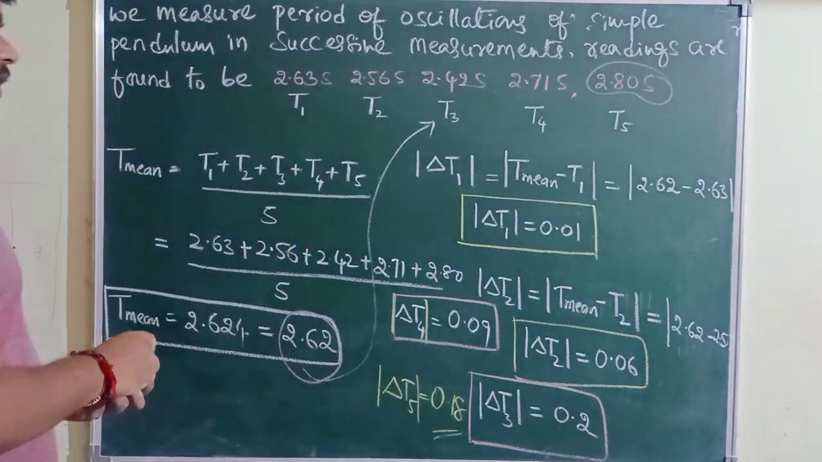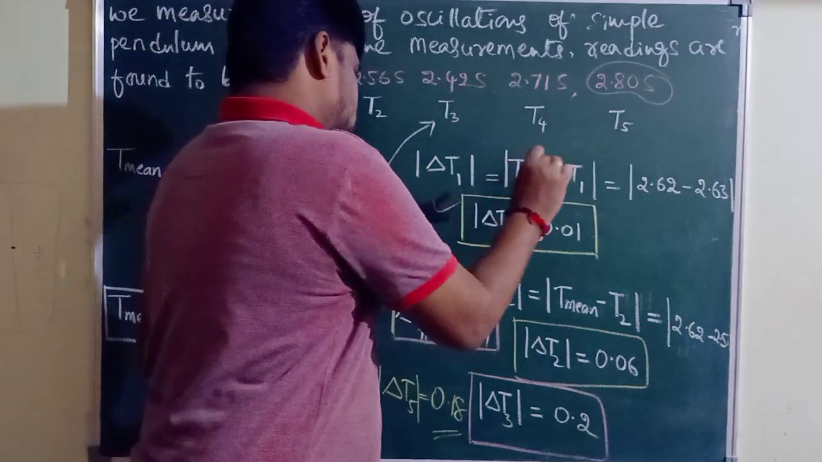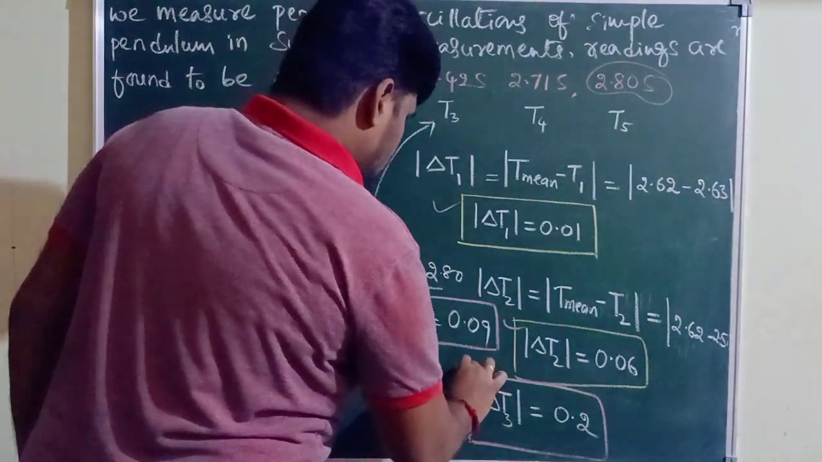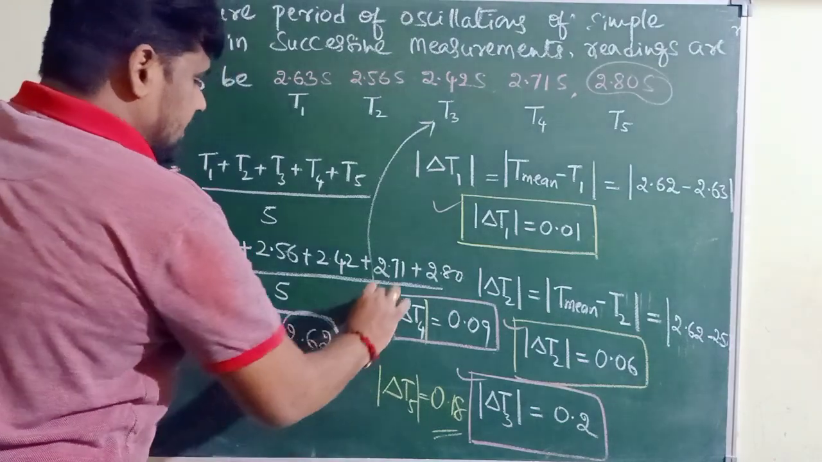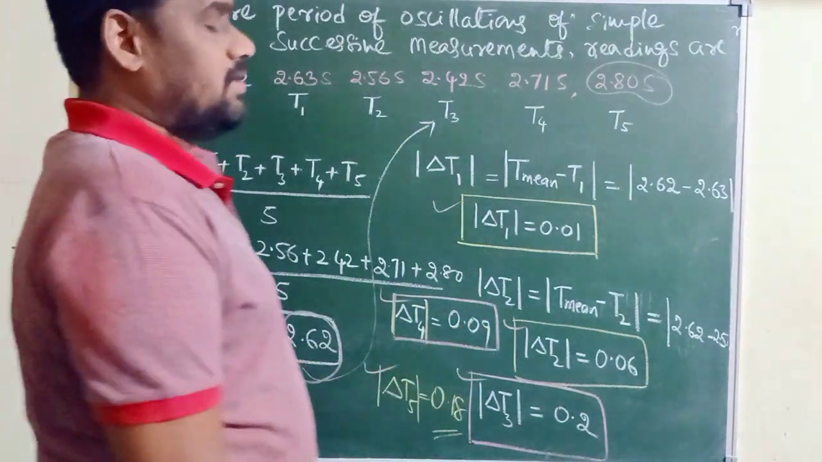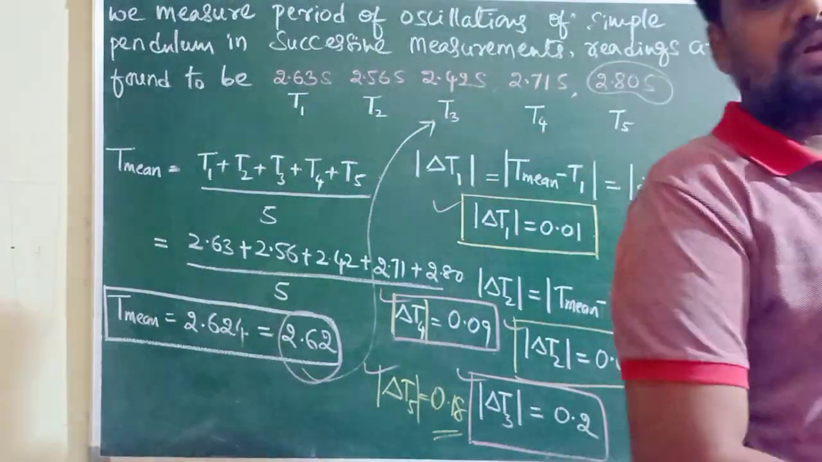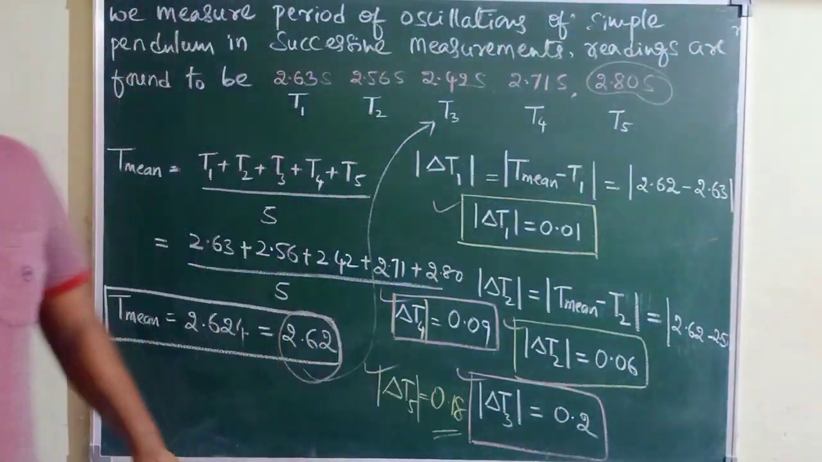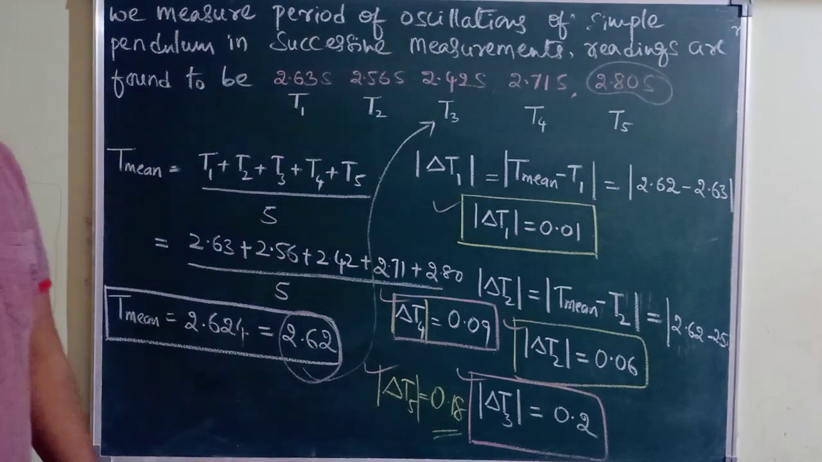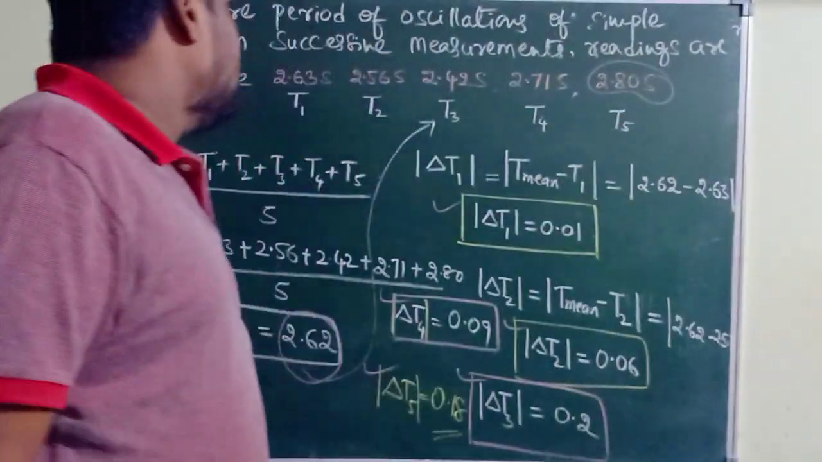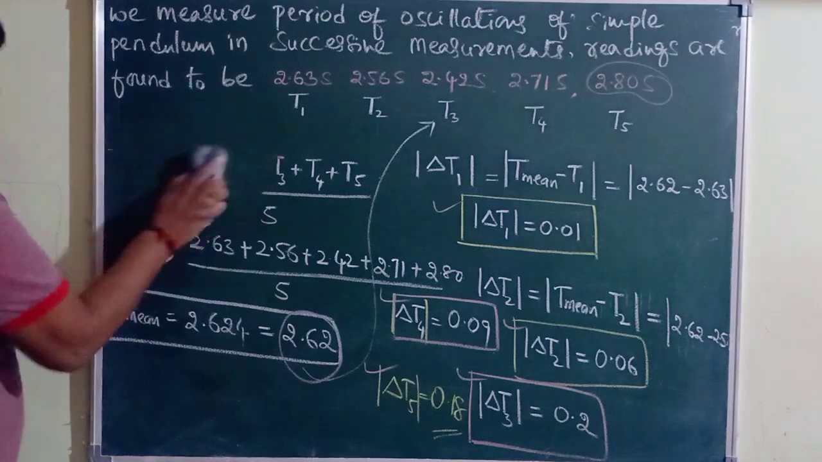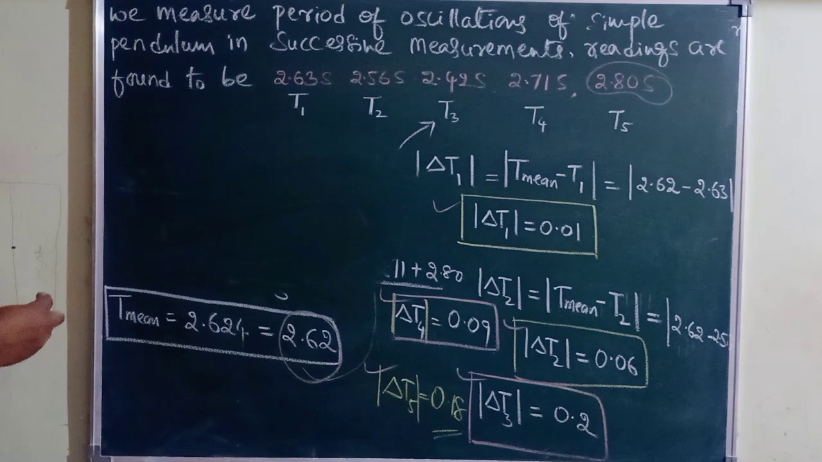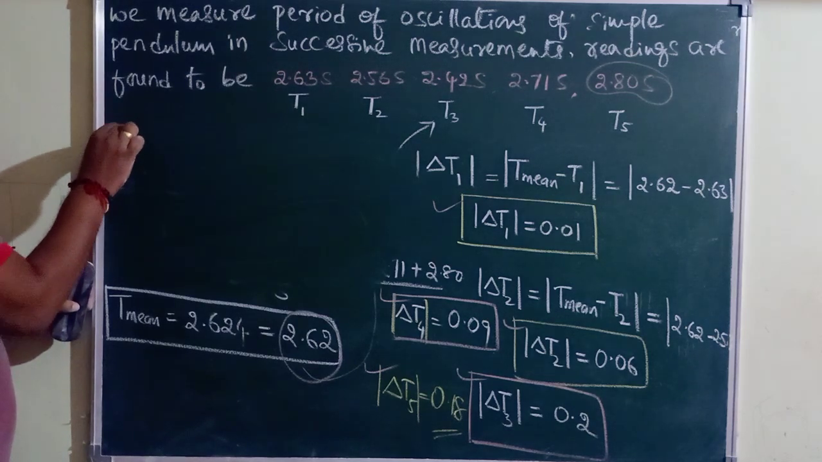So we got the value of delta T1, delta T2, delta T3, next delta T4, next delta T5. These are all called absolute errors in the successive measurements. But we are calculating the mean absolute error. Lastly, you have to calculate the mean absolute error.